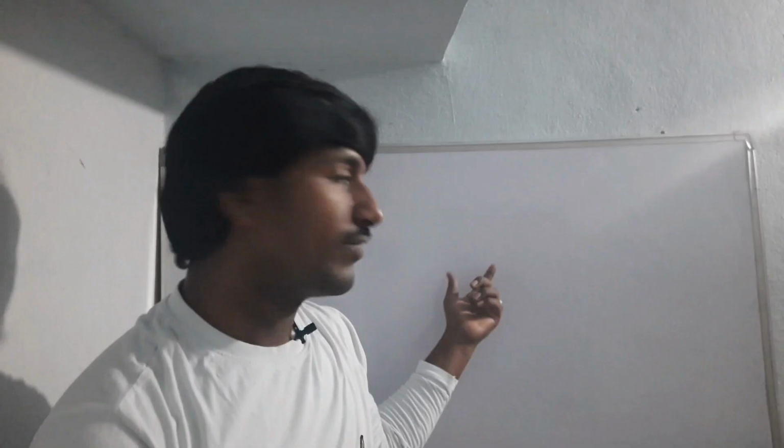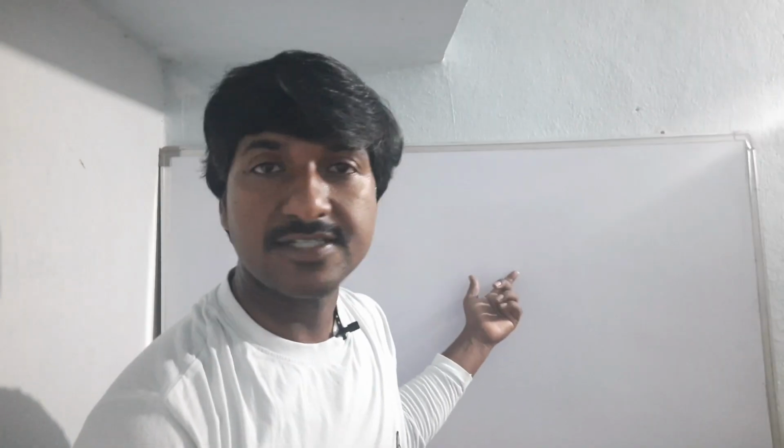That is this whiteboard, and its cost is 600 rupees. And one tripod, and its cost is also around 600 rupees, and I'm using one mic, a Boya mic, and one mobile. That's it. These three things only I'm using to shoot my videos.